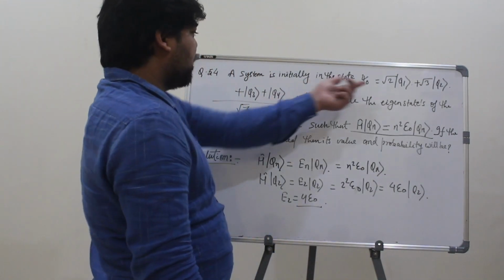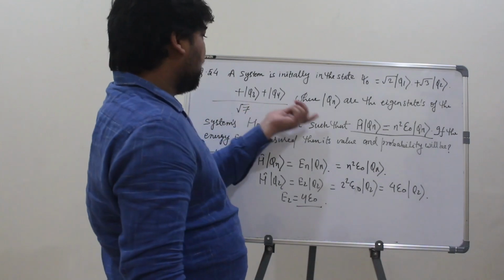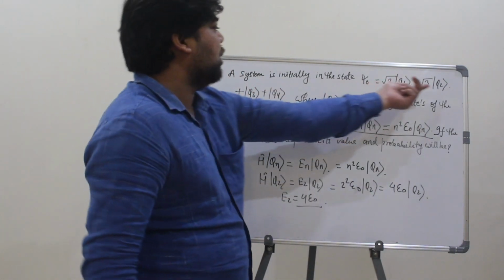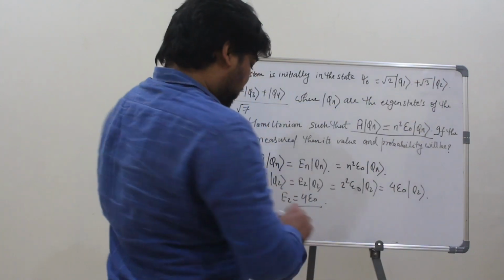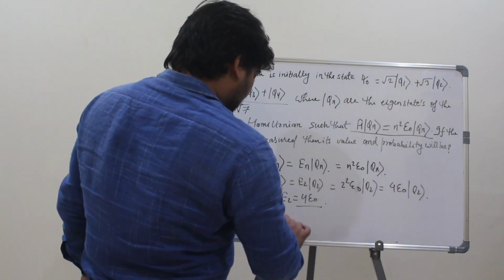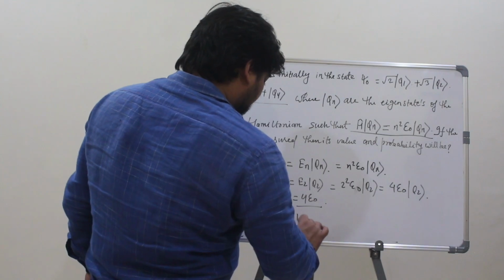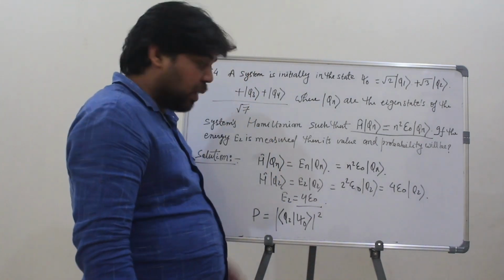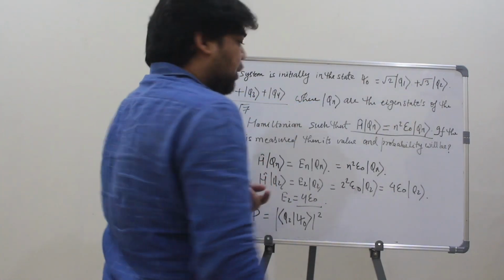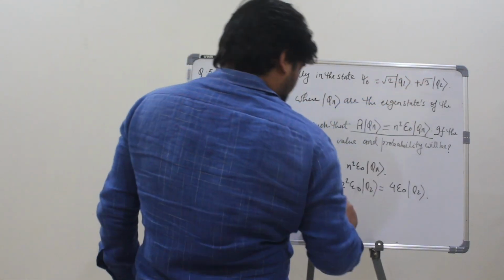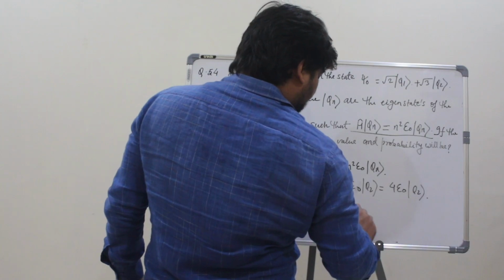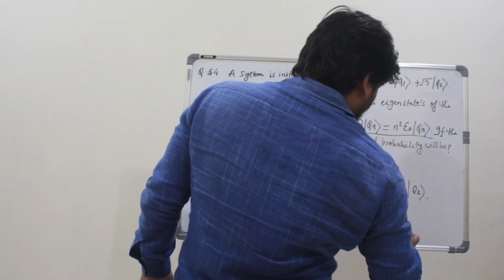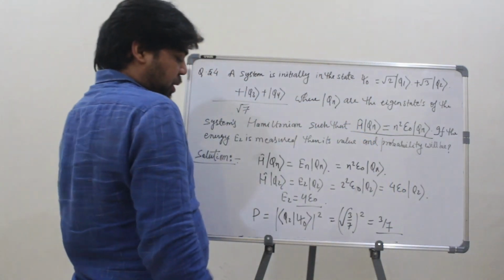Now another part asks: what is the probability of finding the particle in the energy state E2? It is nothing but the inner product of phi 2 and psi naught, whole square, basically the amplitude squared. It gives you root 3 by 7 whole square. So 3 by 7 is the probability.